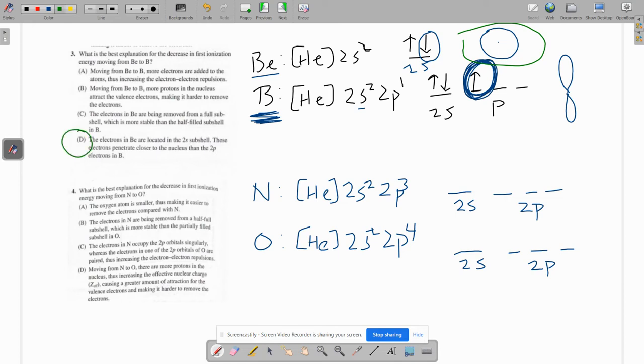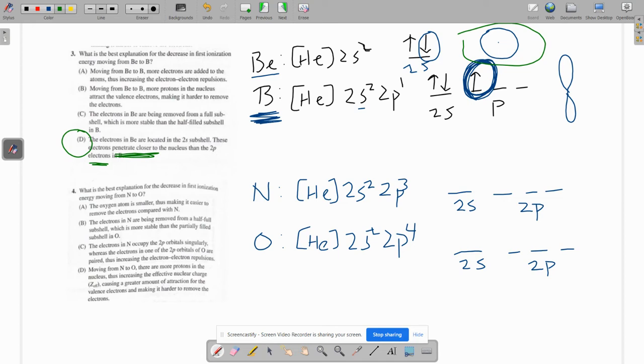The electrons in beryllium are located in the 2s subshell. These electrons penetrate closer to the nucleus because of the spherical shape than the 2p electrons that are in the dumbbell shape. Okay, so that's the correct answer, but just to make sure, let's quickly go through the other ones.